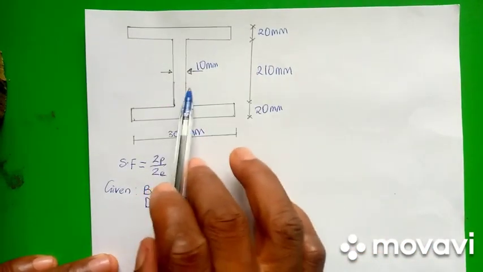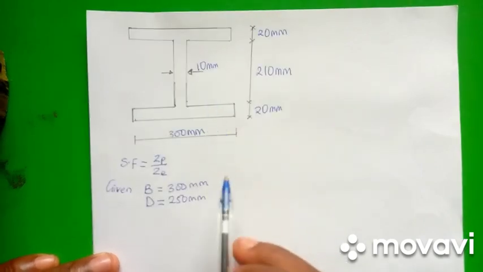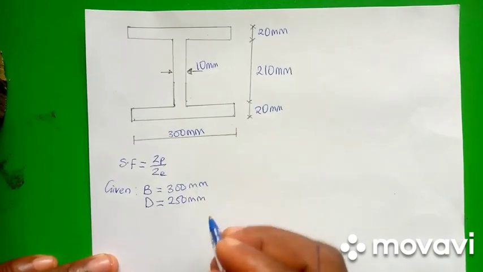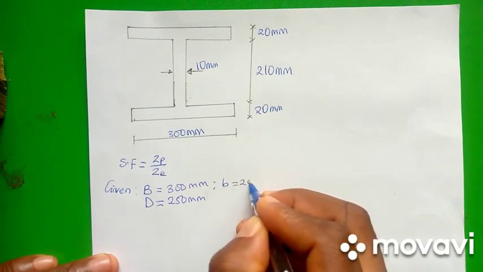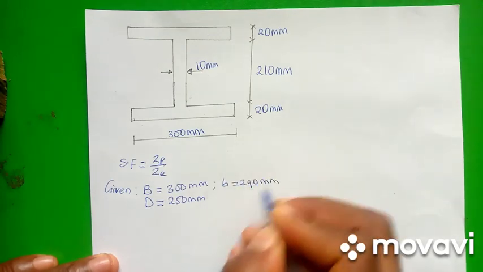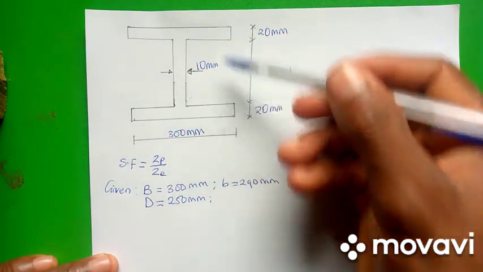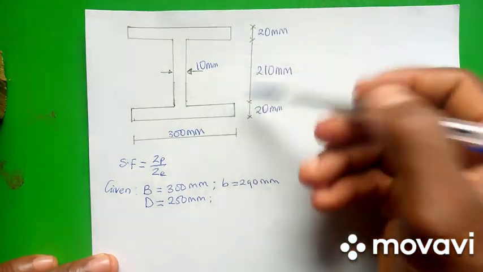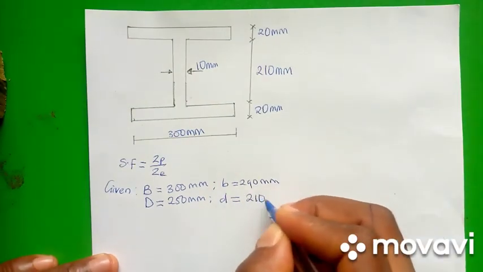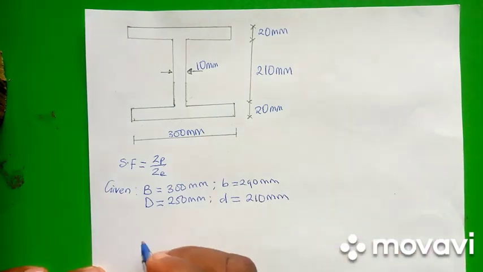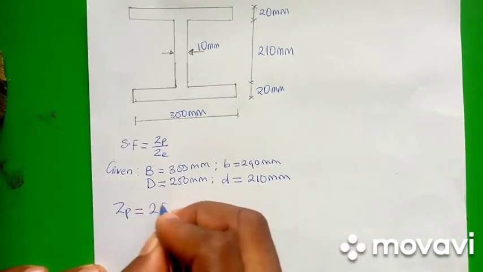Then you can take in consideration the flange and the web. So if you remove this web, the breadth will now be 300 minus 10, and that is 290. Therefore, your small letter b is 290 millimeter. Likewise here, if you remove the two flanges, you have 210 left. Therefore, your small letter d is 210 millimeter.